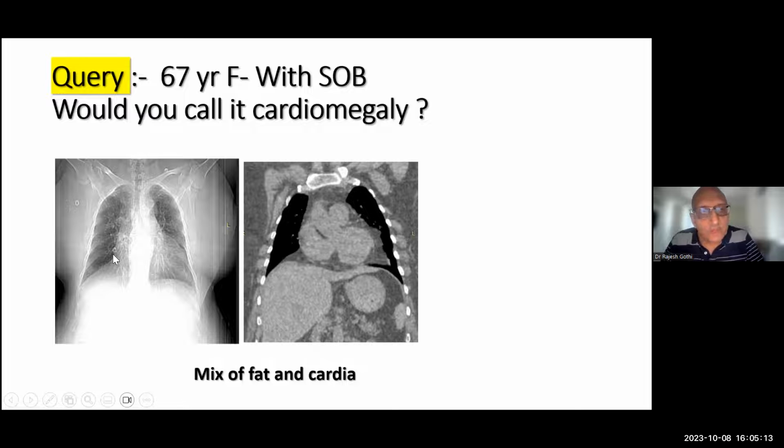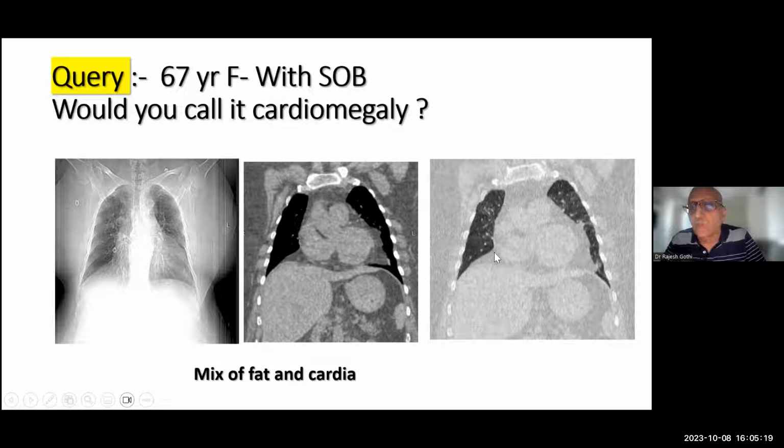So whenever we talk about cardiomegaly, we presume that the whole thing is made of the heart, but that is not true. The entire mediastinum is not made simply of the heart, but it has other structures also which add up and then produce this picture. So you should be very careful when you call anything cardiomegaly, because it may not be true at all.